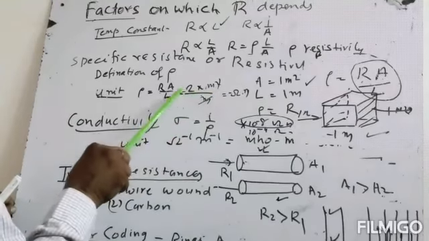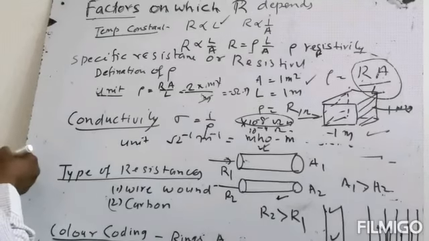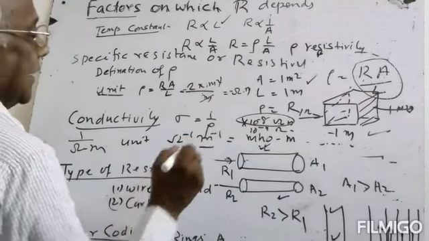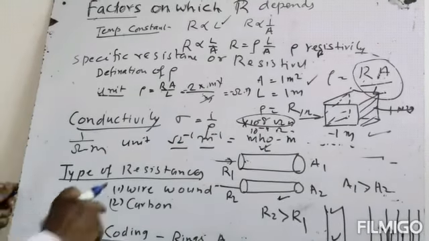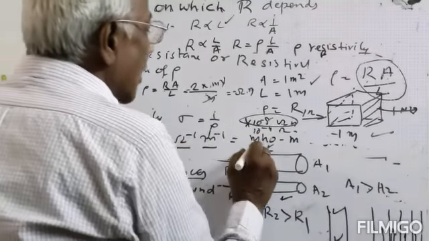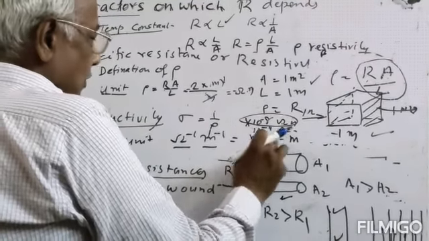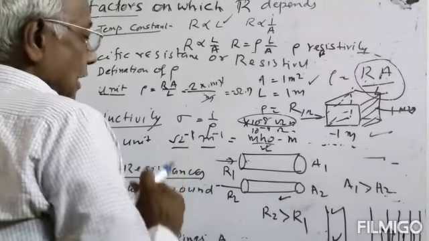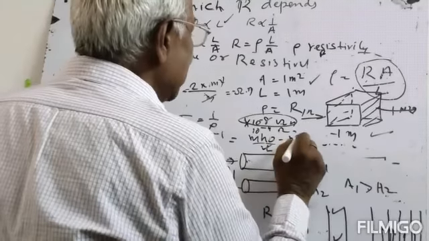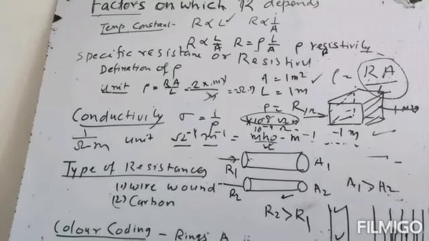So what was the inverse of it? What will it become? Your ohm into meter, so 1 by ohm into meter. The unit will be equal to 1 by ohm into meter, so ohm^-1 and meter^-1. So the unit of conductivity is ohm^-1 and meter^-1. Ohm^-1 we can say mho, and meter^-1 is meter^-1, so mho into meter^-1. This will be the unit of conductivity.